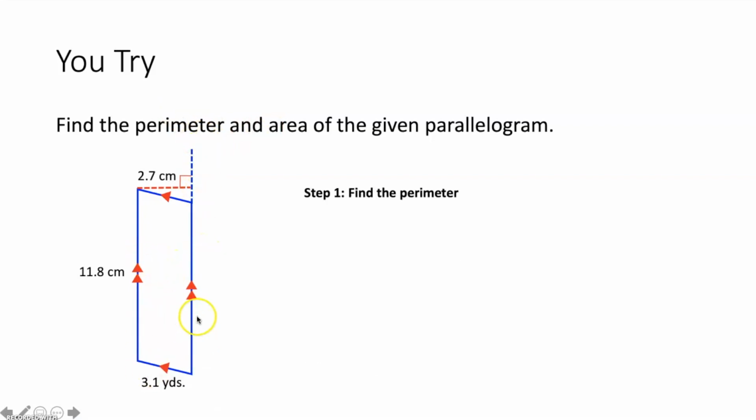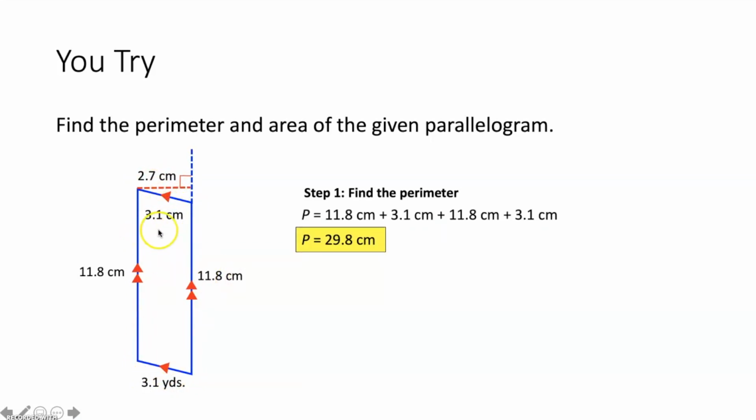And we know in a parallelogram, both pairs of opposite sides must be congruent. So if this side length is 11.8 centimeters, that means the side length opposite that must also be 11.8 centimeters. If this side length is 3.1 yards, that means the side length opposite that must also be 3.1 yards. So to find the perimeter, we just add up all of those side lengths, and we end up getting that the perimeter of this parallelogram is 29.8 centimeters.